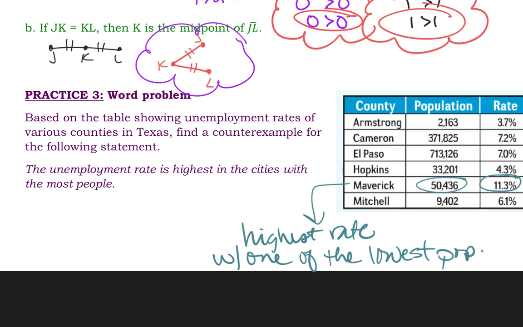All right, so we could go with the highest rate and a lower population. What else could we go with? A high population with a low rate. So we could have also used what other city? Who has the highest population? El Paso. We could have gone with El Paso as well. All right, we can go with Maverick as our final answer, but you could use El Paso as well.